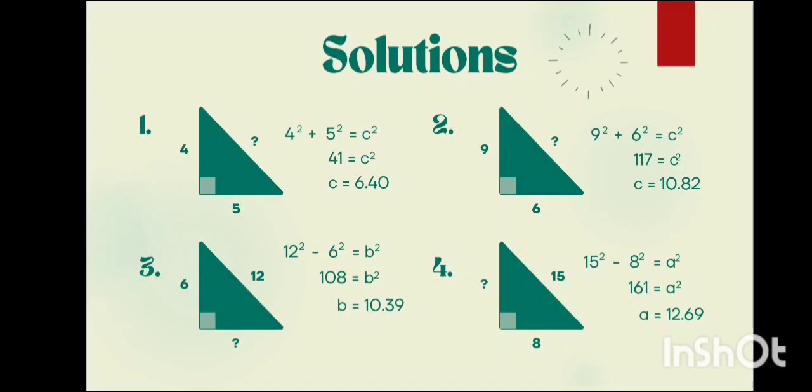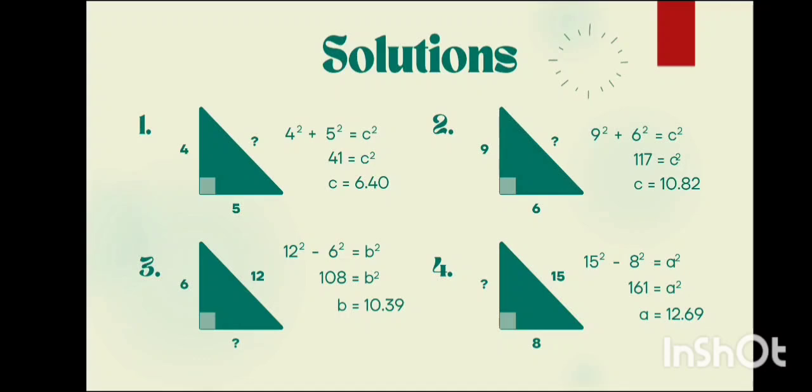In the last, fourth triangle, we have to find perpendicular. Hypotenuse and base are given. So if we have to find the perpendicular, then we have to subtract 8 square from 15 square. You will get the number 161. If you find the under root of 161, you will get the value 12.69. So in the fourth triangle, the value of perpendicular will be 12.69.